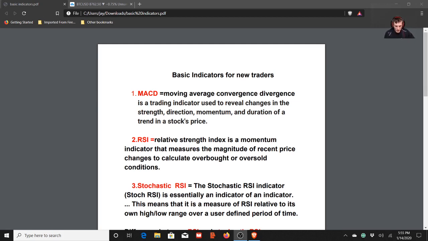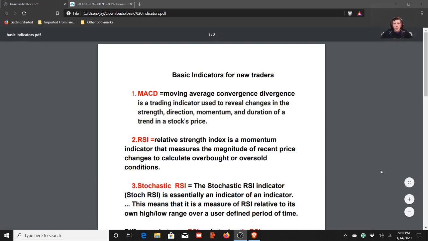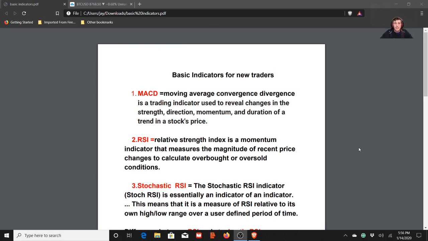But for the most part, every indicator that we are going over today is a price momentum oscillator, just meaning that it moves up and down from an overbought or oversold area. And it'll be on the bottom of the chart. It does not overlay the candles. For the very first one I want to talk about is MACD. It's a moving average convergence divergence. It's a trading indicator used to reveal changes in strength, direction, momentum, duration of a trend in an asset's price.